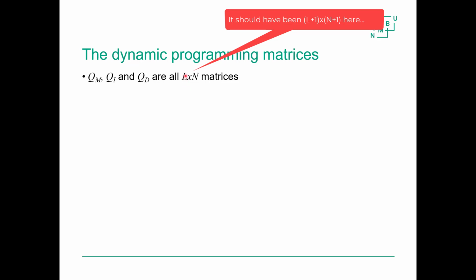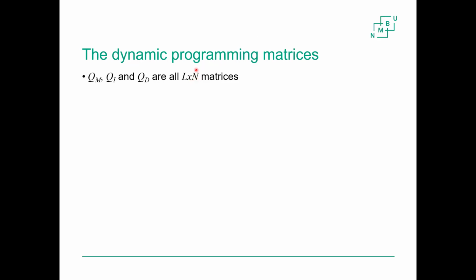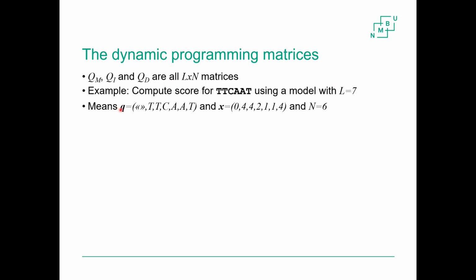So we have L rows and N columns, where N is the length of the sequence, our query sequence, Q. So all have the same number of rows and columns. Let's have an example here. This is the sequence we have. This is our Q, small q. And we have this model with 7 match states that we saw previously. We add this empty symbol at the beginning, and then there are the DNA letters. The corresponding X is, of course, this one, and N is 6, because this is 6 elements.